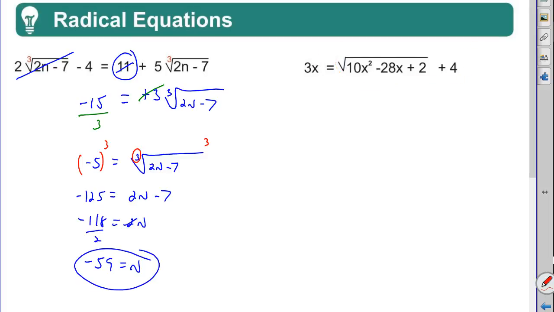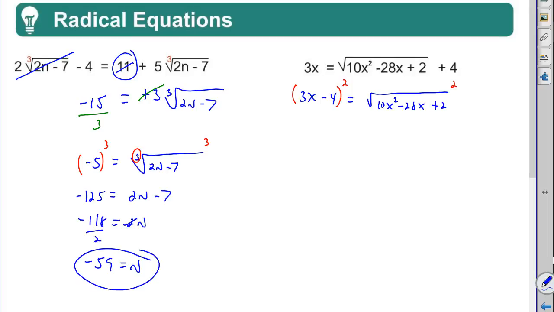I'm really going to move the 4 to the other side first. So I'm going to add a negative 4 to both sides. It's going to look like that. And now my right is the radical, right? 10x squared minus 28x plus 2. And now if I square both sides, I still have a little bit of complexity, but it's going to be a doable problem.